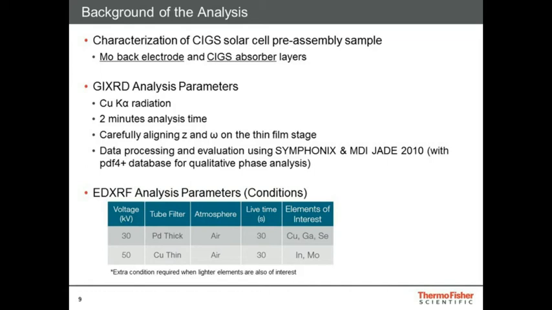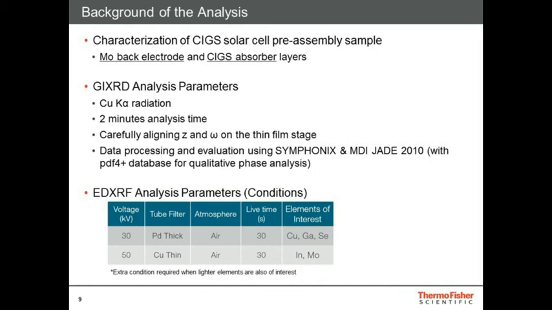For EDXRF, the analysis parameters are shown in this table. So we used the palladium or copper primary beam filters. The atmosphere was air, and we used 2 different sets of conditions for different types of measured elements.